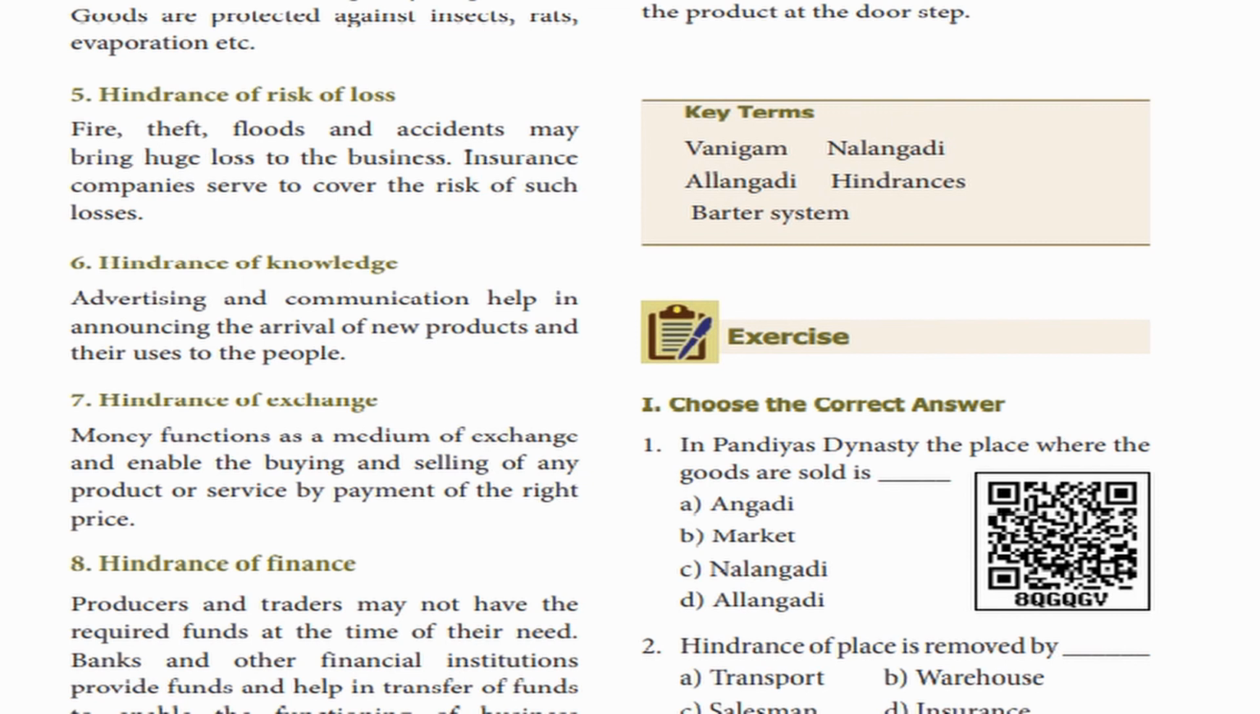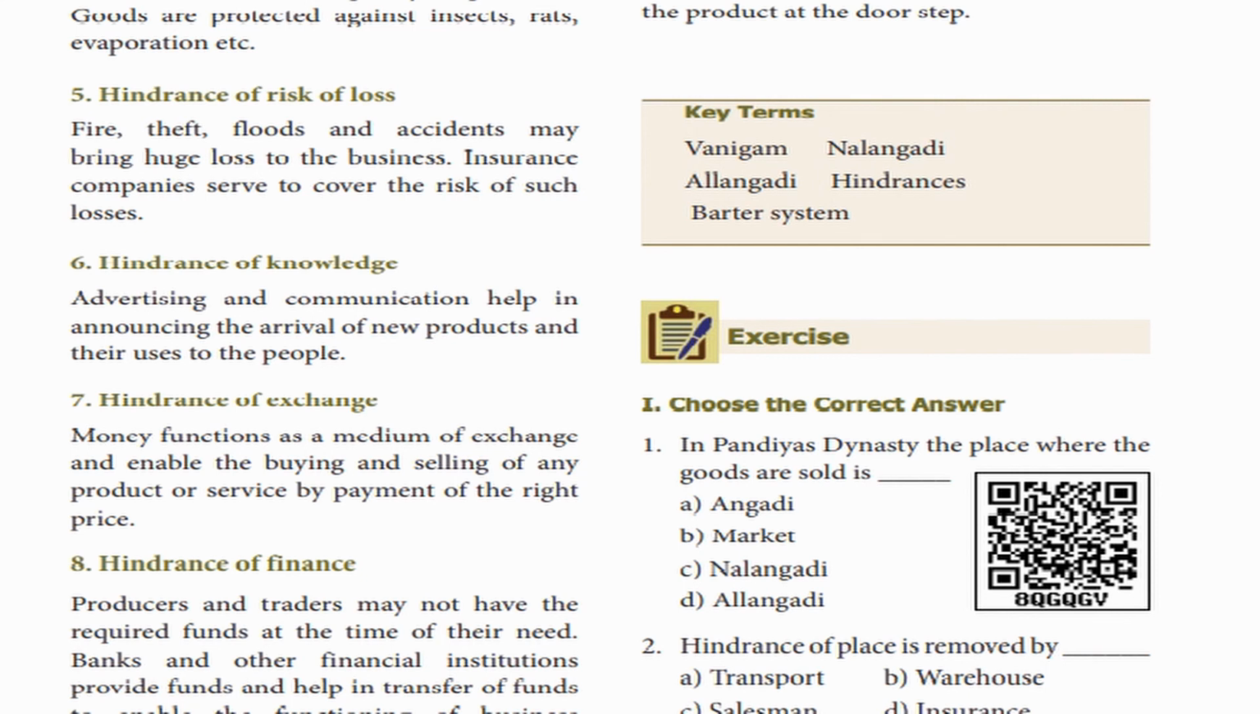Next we see about the hindrance of knowledge. Advertising and communication helps in announcing the arrival of new products and their uses to the people. Through advertisement, we are able to know about the new product which has emerged in the market, so that the consumer knows about the product. So it tries to remove the hindrance of knowledge. So next we see about the hindrance of exchange.